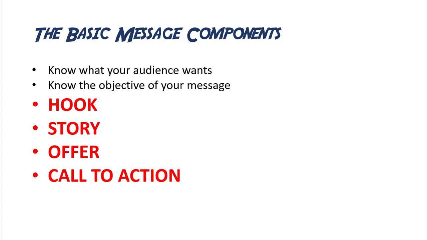And finally, you've got to have a way that they can actually implement that call to action. So if you tell them push a button, then there's got to be a button to push. If you tell them call me, then there's got to be a phone number for them to call. So those are the 5 major components of any message. The order you see them here is the order that they appear in the message.